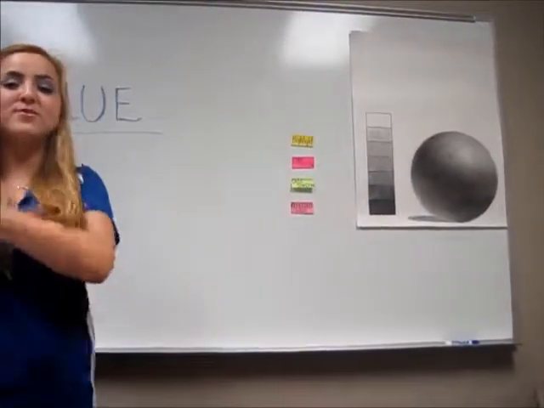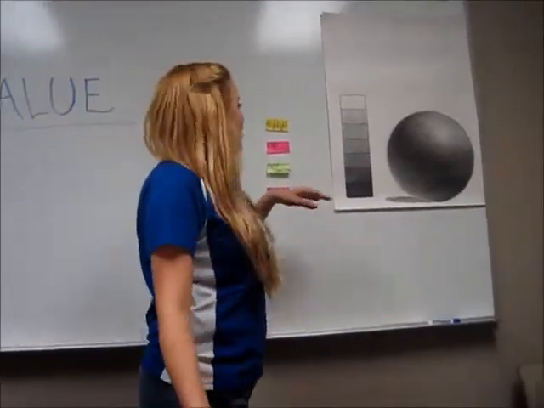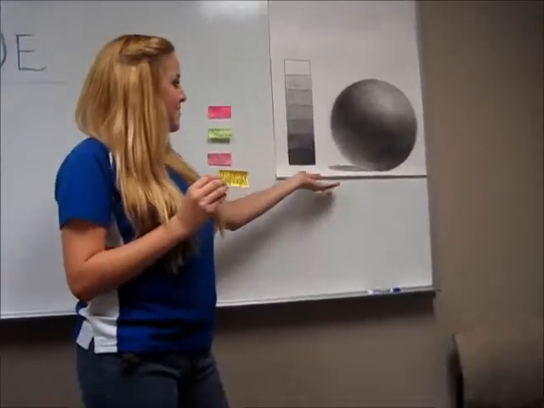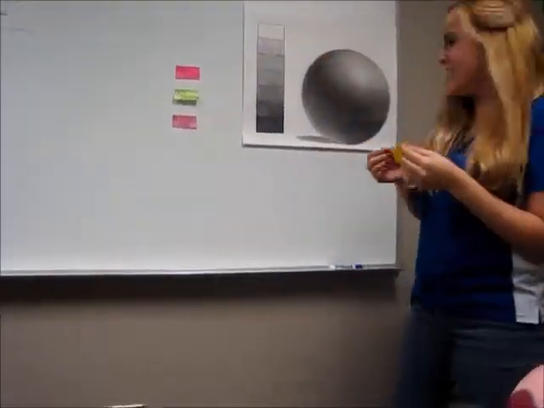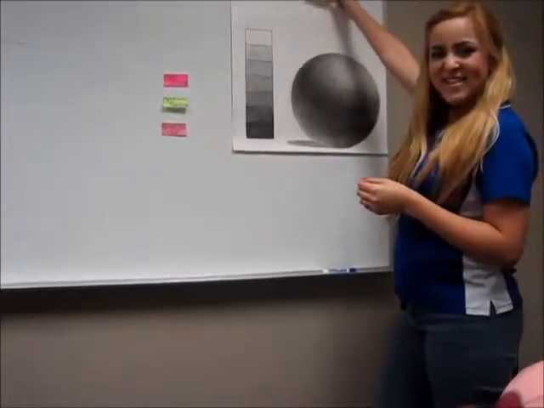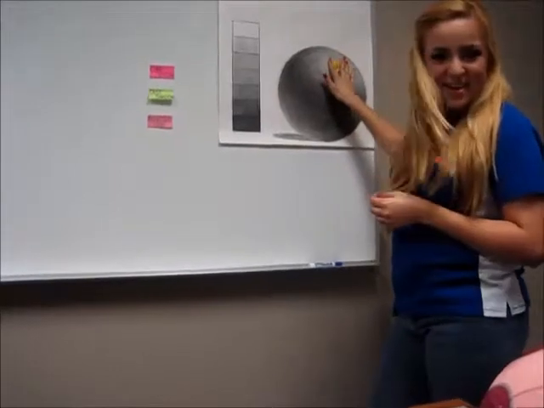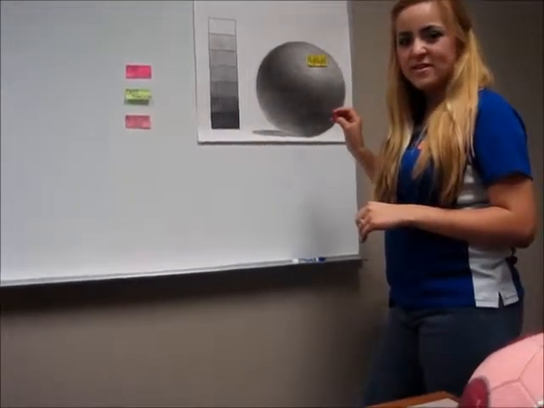Okay, well now that we're done with our drawings, let's review a little bit. Let's see what we learned. So who can tell me where the highlight goes on the sphere? Yes? At the top. The top where? Okay. No, more to the bottom. Right there. Right here. Why does it go here? Because it's the part of the ball that has the most light.